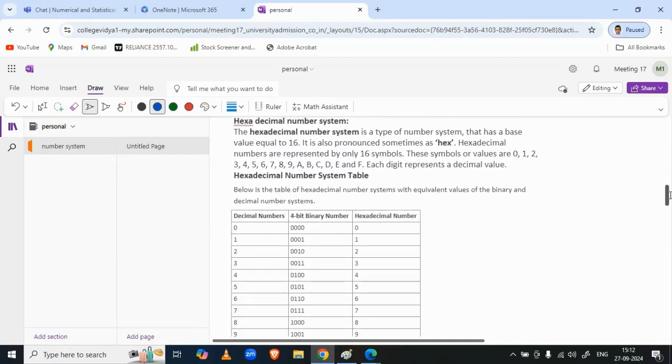Now, the hexadecimal number system is a type of number system that has a base value equal to 16. It is sometimes pronounced as hex numbers. The hexadecimal number is represented by 16 symbols, 0 to 9 and A to F. So this number system is also known as the alphanumeric number system, and this is the table which represents hexadecimal values.